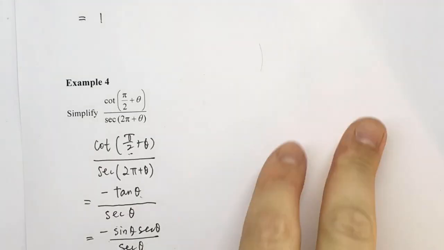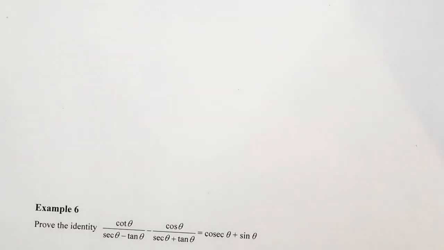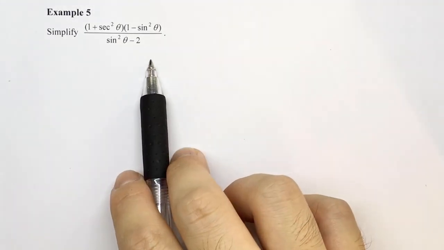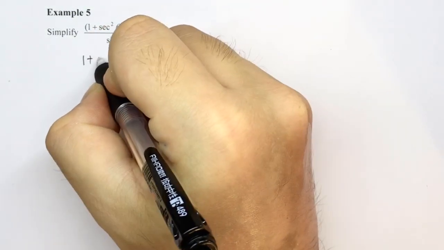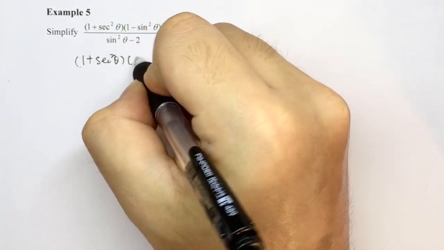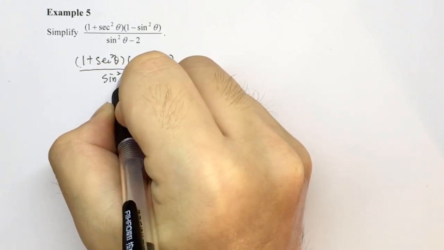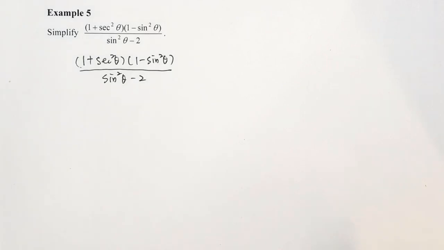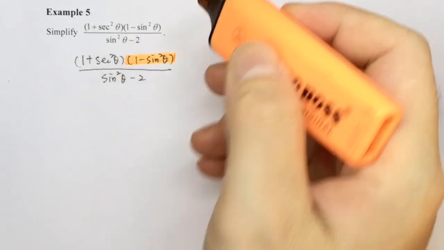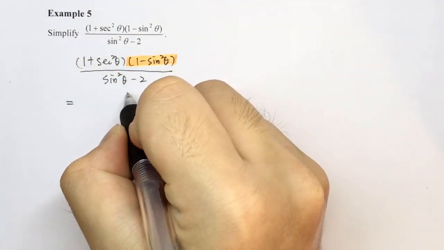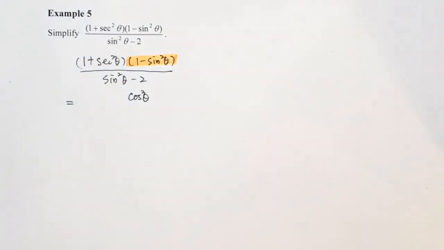Okay. Now next, number 5. Let's look at this one. You need to simplify this expression. At the very beginning, you should have no idea where to start, but you should note that this is an identity that 1 minus sine square is cosine square. So we can start it as change it to cosine square.